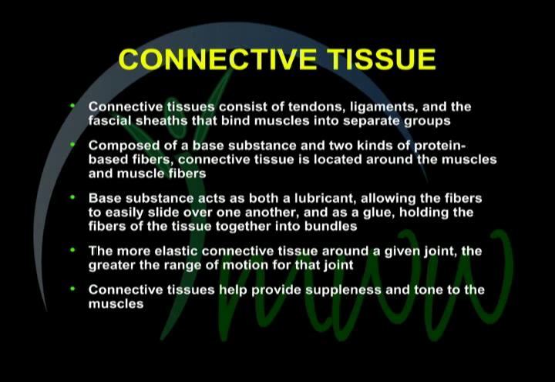Connective tissue. Connective tissues consist of tendons, ligaments, and the fascial sheaths that bind muscles into separate groups. Composed of a base substance and two kinds of protein-based fibers, connective tissue is located around the muscles and muscle fibers. The base substance acts as both a lubricant, allowing the fibers to easily slide over one another, and as a glue, holding the fibers of the tissue together in bundles. The more elastic the connective tissue around a given joint, the greater the range of motion for that joint. Connective tissue helps provide suppleness and tone to the muscles.